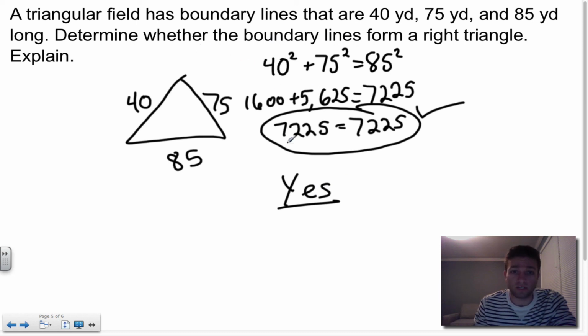Do they form a right triangle? Yes, they do. And why? If it asks you to explain, because the three values worked in the Pythagorean theorem. So that means the converse of the Pythagorean theorem is true. All right.